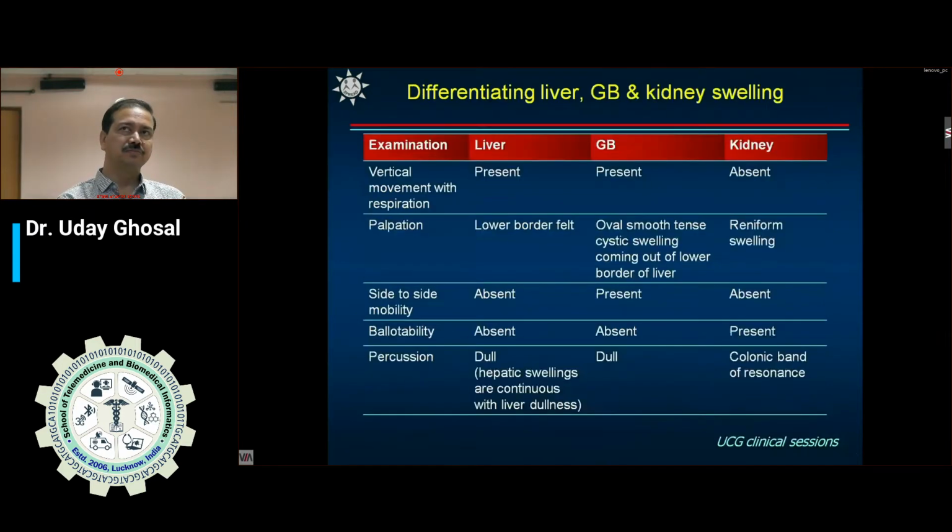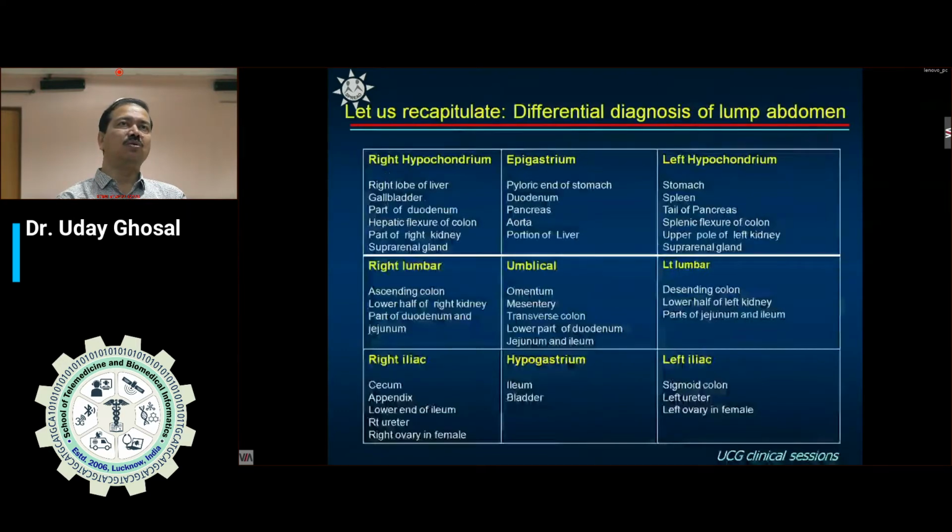Okay, so now remember, when you think about the diagnosis in a patient of abdominal lump, this chart will look silly to you. But I tell you this chart is very, very important. Let us say you get a lump in the right lumbar area on the upper side. So upper part of the right lumbar area.